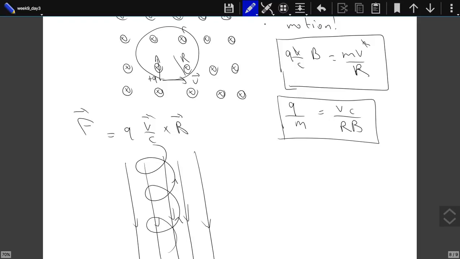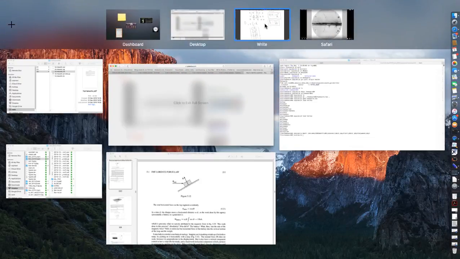Well, you see, a larger energy object has a larger velocity. The left-hand side is a constant for a given object. The right-hand side should also be a constant. C is a constant, B is a constant in your system, so if V increases, R should also increase. So an object that has a larger energy should have a larger radius.